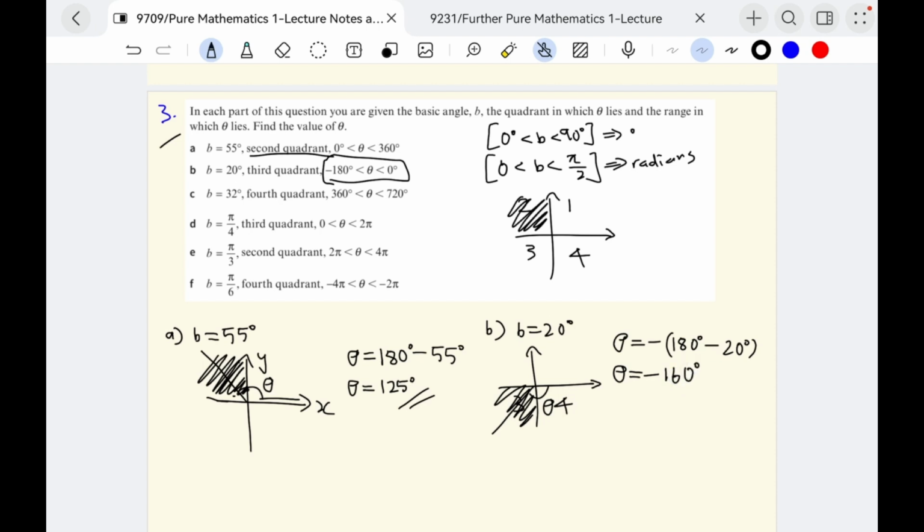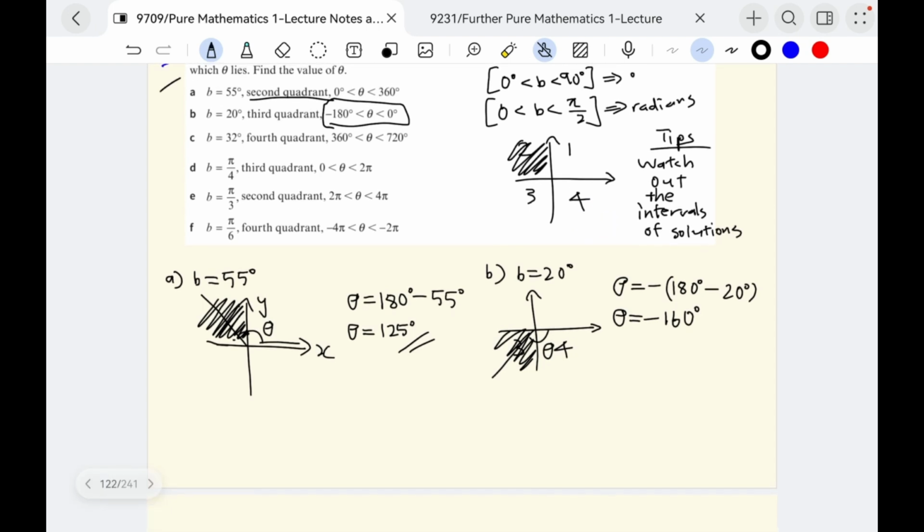Next time when you are dealing with the solutions of an angle, you must watch out for the intervals given in the questions. So here's the tip: watch out for the intervals of the solution. Verify and determine how many solutions fit the question or the equation given, or the equation that you have proved.